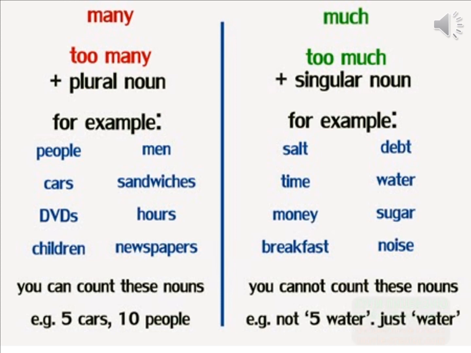Enough comes after an adjective or before a noun: adjective plus enough, or enough plus noun. For example, my handwriting is good enough. His car isn't fast enough. We have enough food. I don't have enough money.